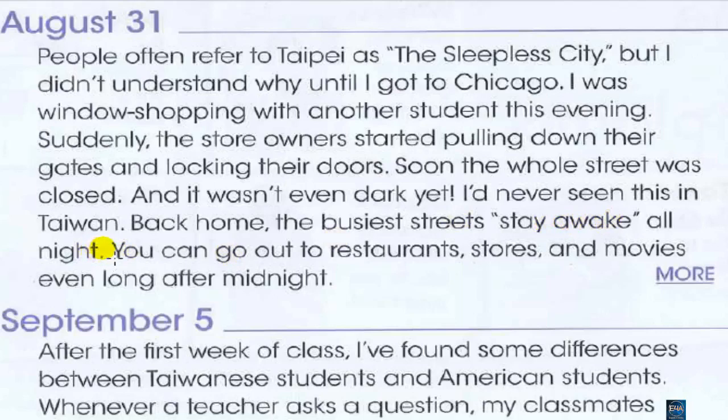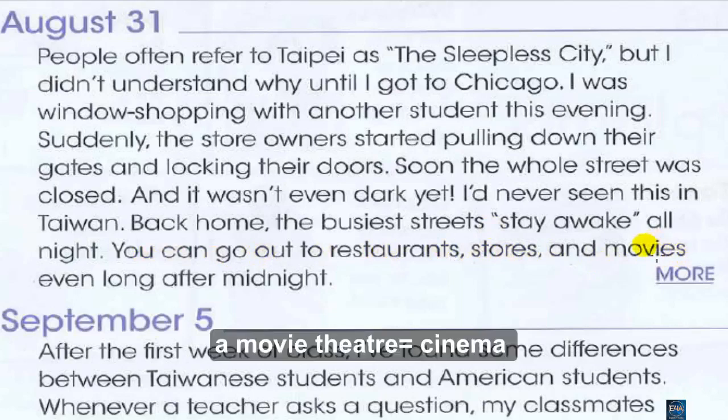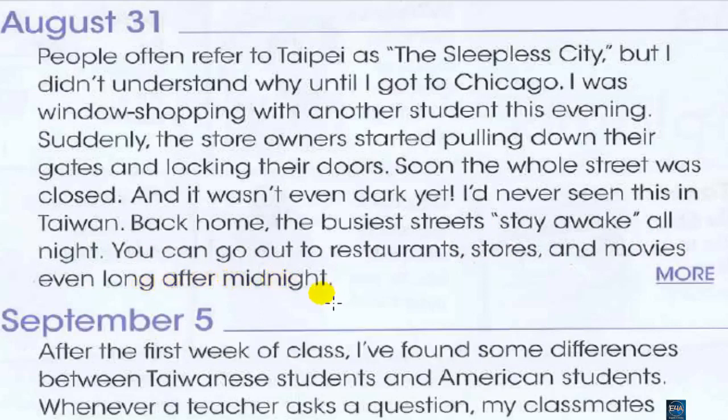Sometimes they are open 24 hours. This is why they say 24/7 or around the clock. Around the clock means open all the time. You can go out to restaurants, stores, shops, and movie theaters, cinemas, even long after midnight, even after 12 o'clock at night. So, this is of course in Taiwan, but in Chicago, no. Maybe, okay, it's not late, before midnight, maybe at 9 or 10 o'clock, they close their shops.